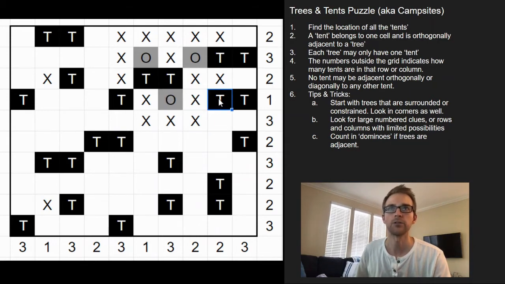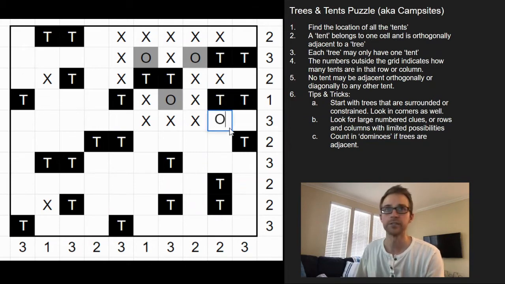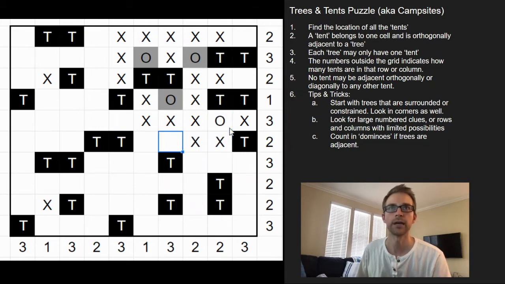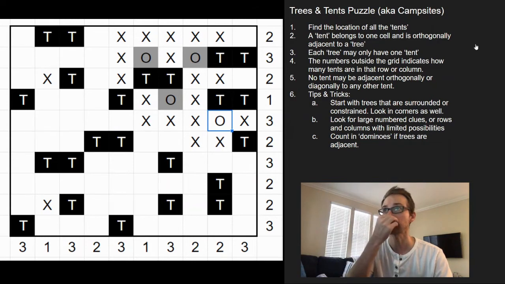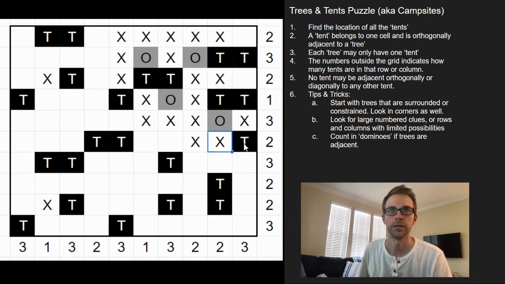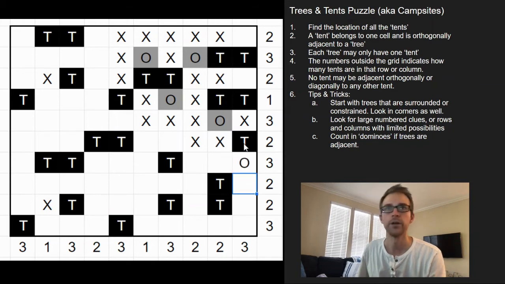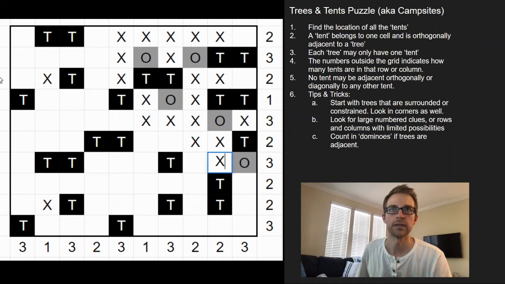Here's a surrounded tree, right? Can't go here, here, here. So that forces the tent there. We can X all of the surrounding cells. This tent does have a tree that it belongs to, so I'm going to color that in. This is another tree that's surrounded. Can't go left or up, can't go right because that's the edge of the board. So we can color that one in. And then again, X out all of the adjacent ones.